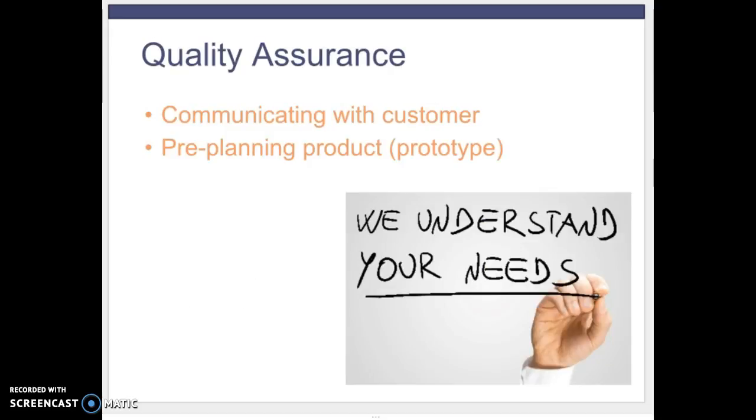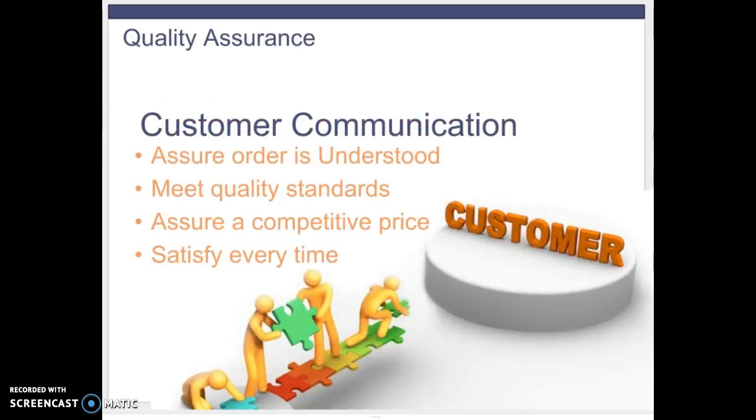Quality assurance is the next piece that is very important. It's communicating with customers, pre-planning products or prototypes, and understanding the need of a customer. Within that, customer communication is vital. Assuring that the order is understood, that we're meeting standards of the customer, that there are assured competitive prices, and that the customer is satisfied every time so that they have a clear understanding that you as a producer, or as the company that's producing it, cares about what they're getting.